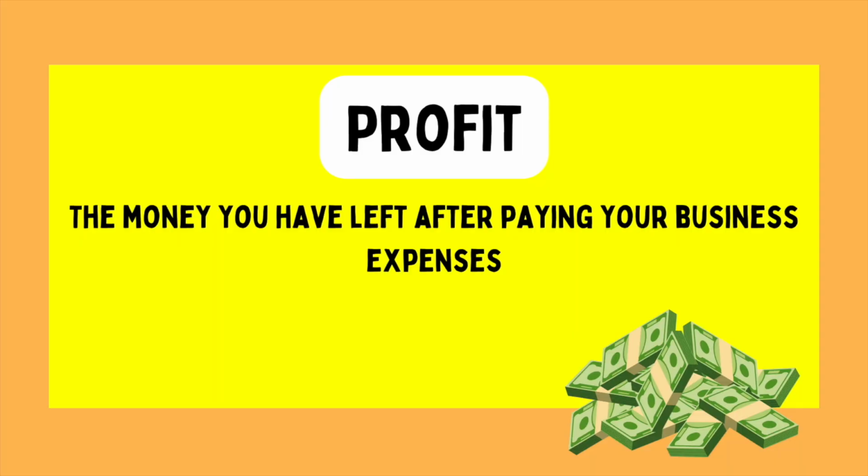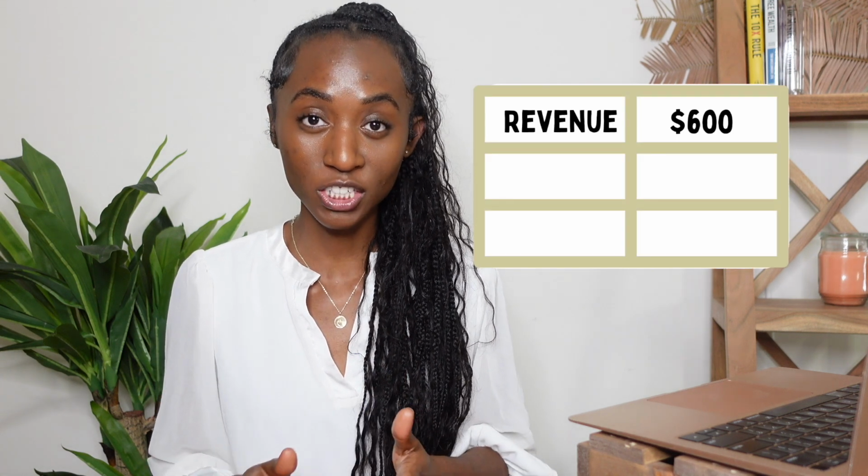Now moving on to the next term, which is profit. Profit is the money you have left after paying for your business expenses. Let's go back to our example of having our car wash. So like we said, we have a revenue of $600 from washing our 30 cars. In order to wash these cars, we had a few expenses that went into the operation of our car wash. Some of them being supplies, our water bill, our employees that we had to pay to wash the cars, and the list goes on.